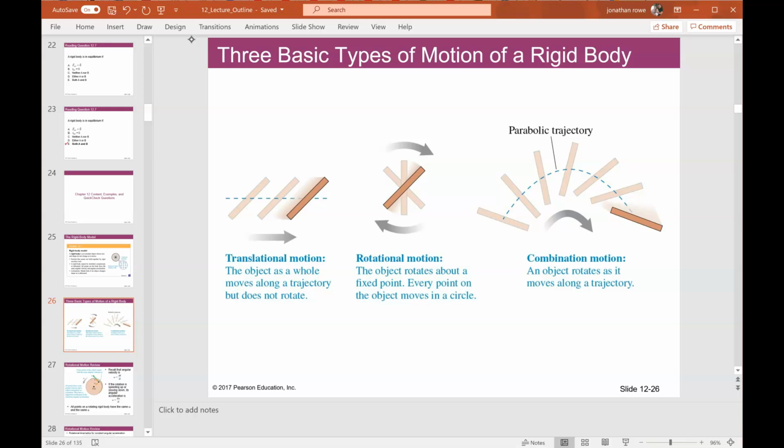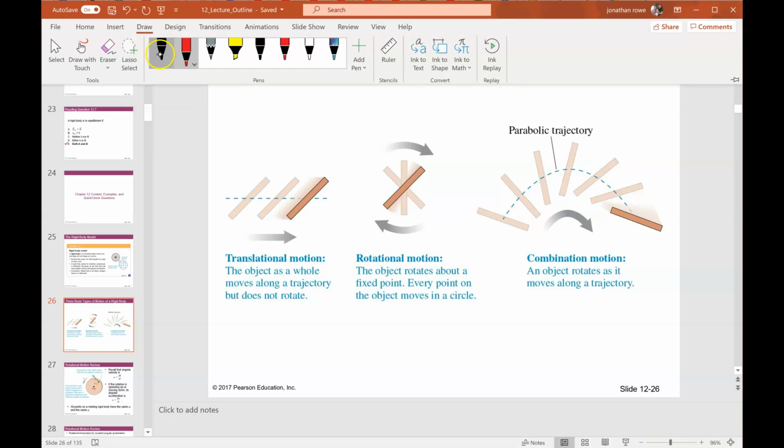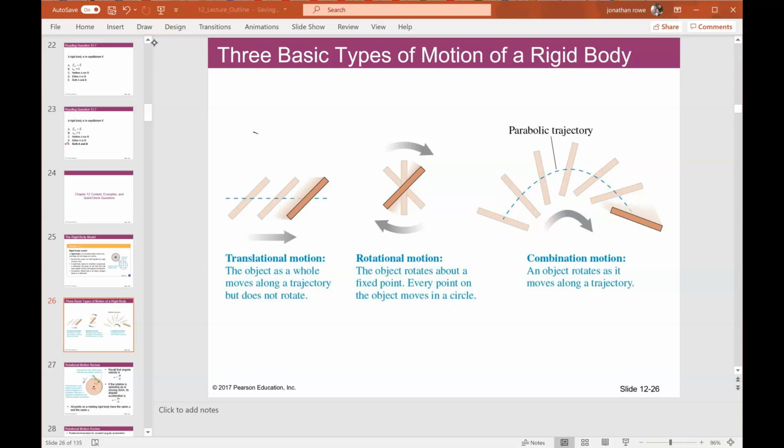We have these kinds of motion. We have translational motion, where something is just moving but not rotating. We have rotational motion, and then we have both happening at the same time. This thing is moving, it's translating, but it's also rotating as it translates.